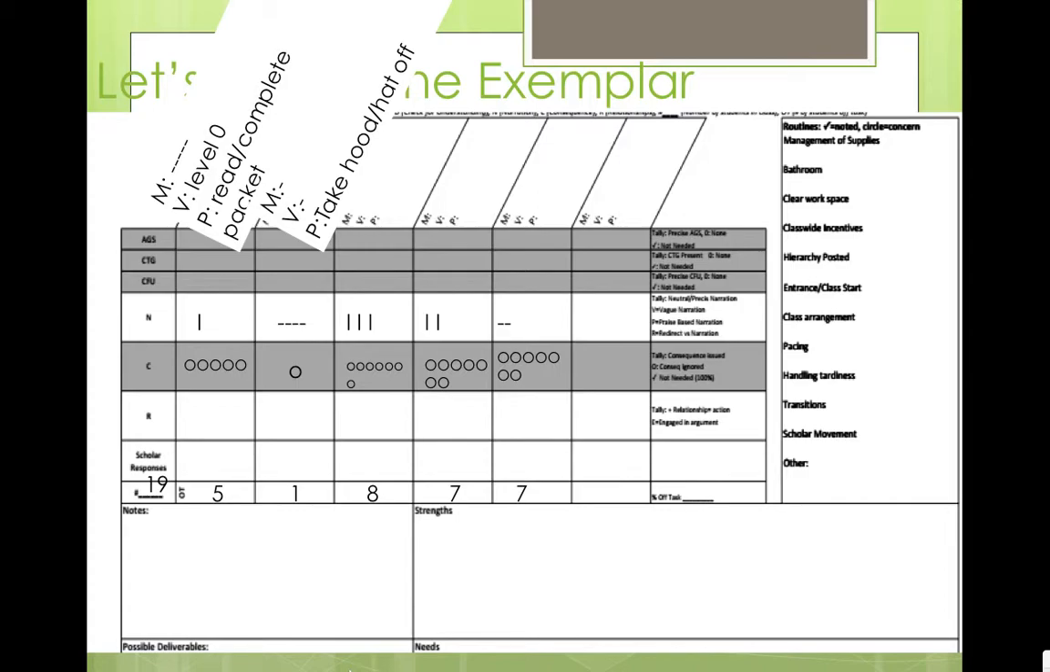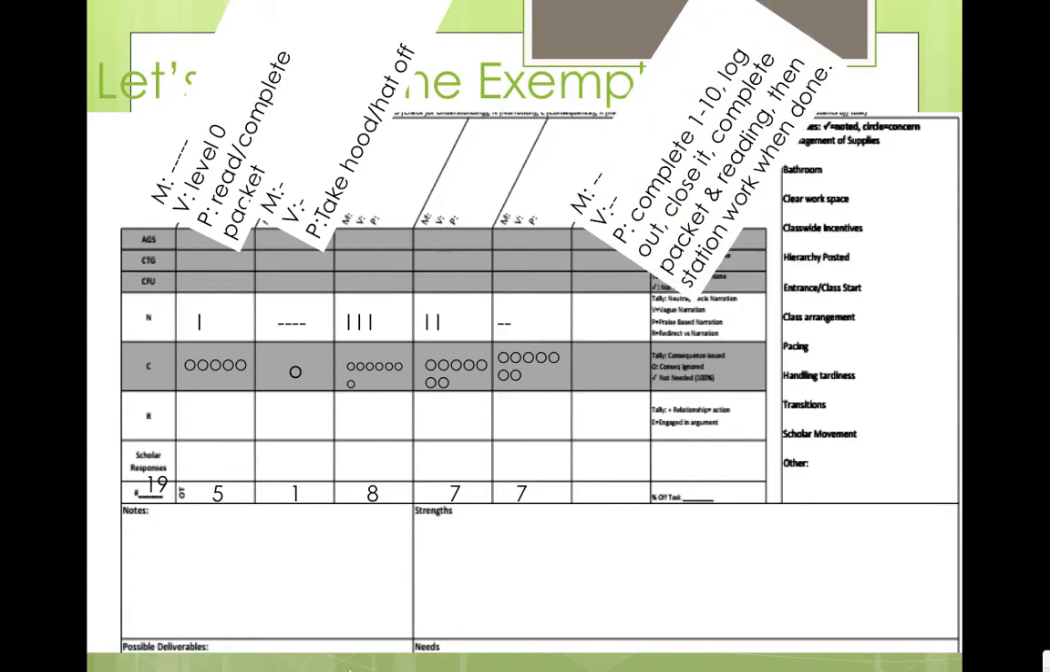Then she says, when I put a computer on your desk, look up front in red at the quiz. Only do questions 1 through 10. When finished, log out, close it, complete the packet and read. When done, complete station work. This is a lot of directions. We only put what goes into the MVP format, so really we only have complete 1 through 10, log out, close it, complete packet and reading, then station work when done. That was the end of our baseline and we walked out.